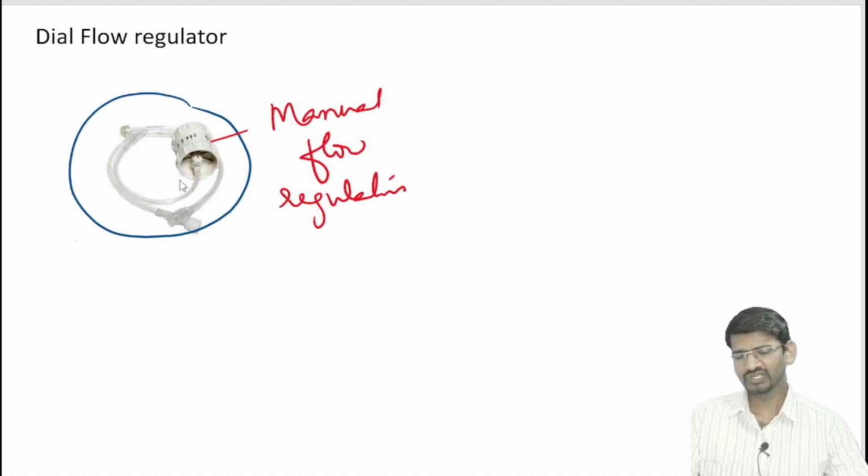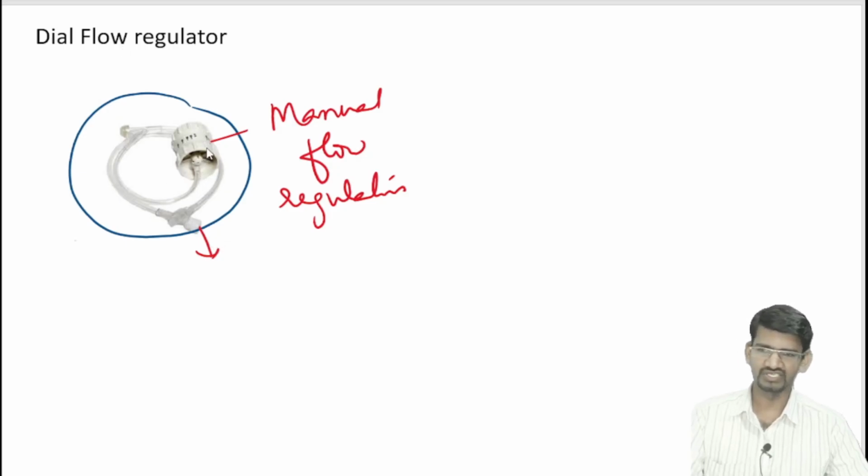And so this can also be used when precise or controlled amounts, a specific amount of fluid or the flow rate, is to be adjusted or set. Then we can use this dial flow regulator for the fluid administration.